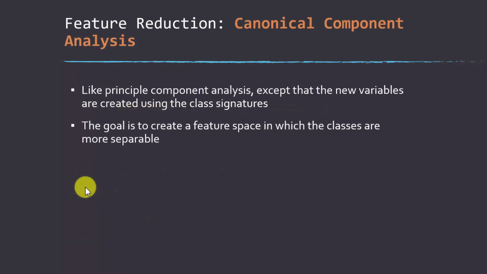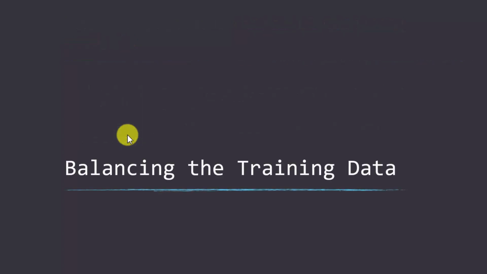There's another option, I'm not going to go through an example, but just to mention, is canonical component analysis. So this is similar to principal component analysis, except that the new variables are created using the class signatures. So you're actually looking at creating a feature space that differentiates the classes as opposed to just removing correlation in the variables. So again, the goal is to create a feature space in which classes are more separable. We're not going to show an example of that. I just wanted to note that that's an option.